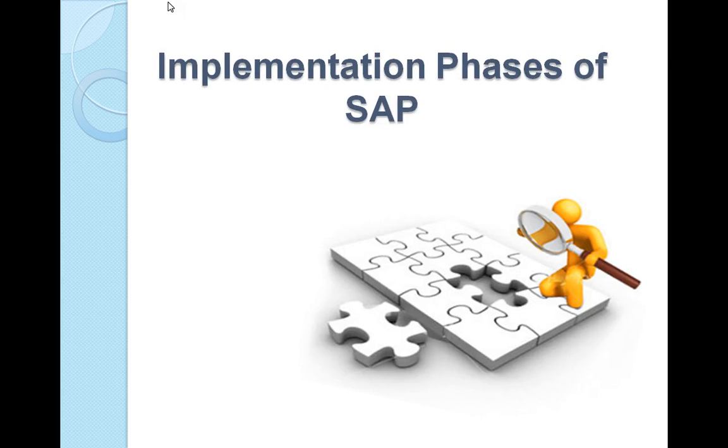So before learning more about SAP basis administrator, you should learn the implementation phases of SAP. Different implementation phases are there in your SAP. There are 5 phases for end-to-end implementation. Phase 1, preparation and documentation. Phase 2, blueprint phase. Phase 3, realization phase. Phase 4, pre-go live phase. Phase 5, go live phase.